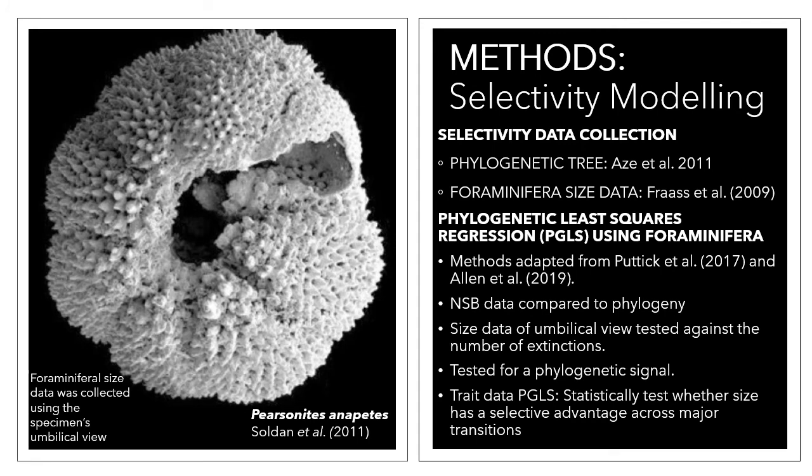Size data was tested against the number of extinctions, and a phylogenetic signal in the pattern of extinction was tested for to inquire whether clades preferentially go extinct together. Trait data was included with the phylogeny to statistically test whether size has a selective advantage across major transitions in a PGLS, looping through time bins from 64 million years to present day.